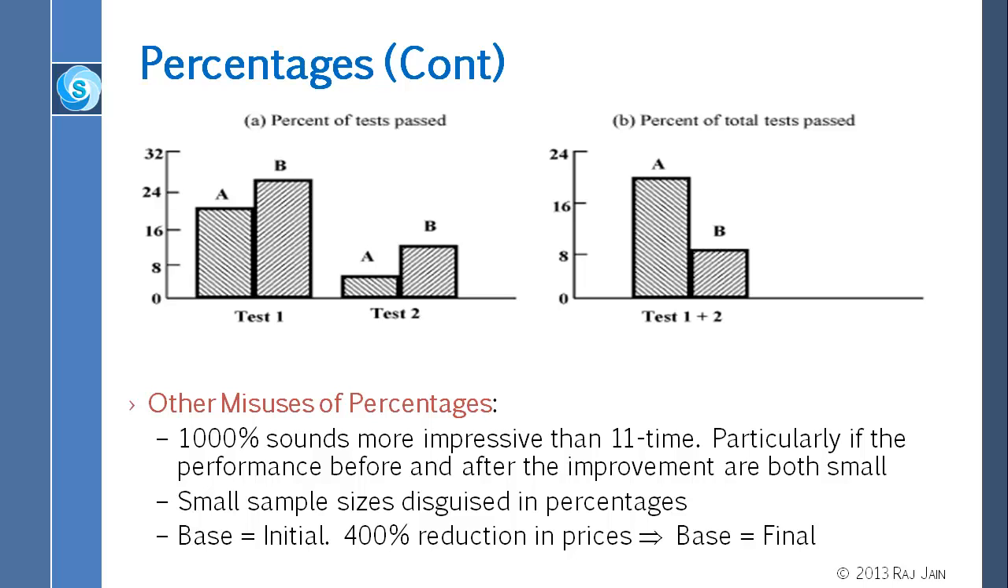This is 400% because in the base they put the final price. The price was $100, and they reduced it to $25. The reduction is only $75 out of 100, right? So it is only 75%, but instead of saying 75%, they will say, well, the final price is 25, the initial price is 100, so initial upon final is 400, which is wrong. Your base has to be the initial, not the final. Whenever you talk about the change, the current is the base, not the future. So percentages have lots of other problems.